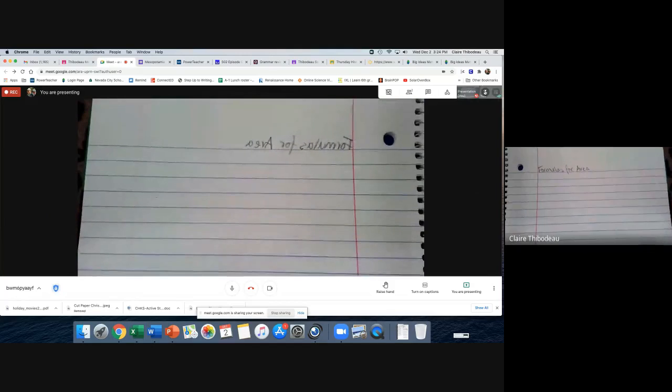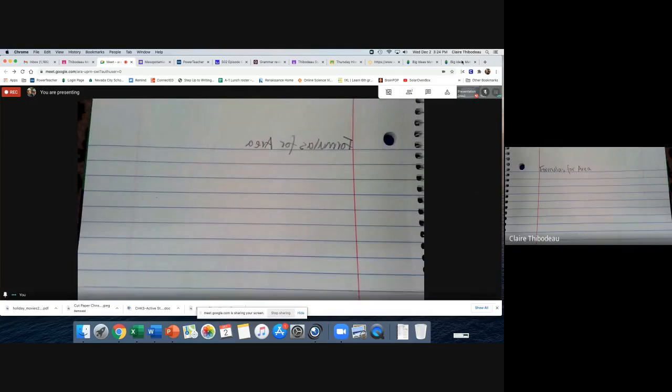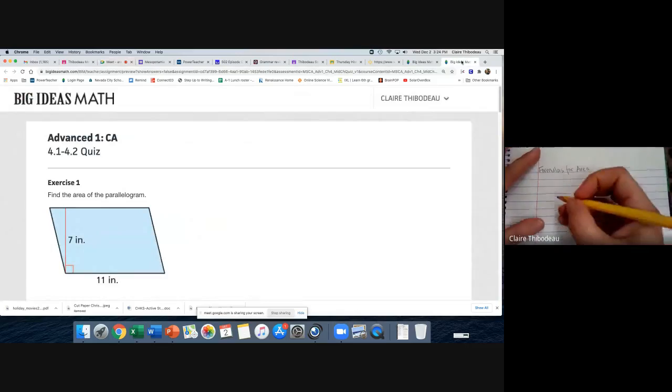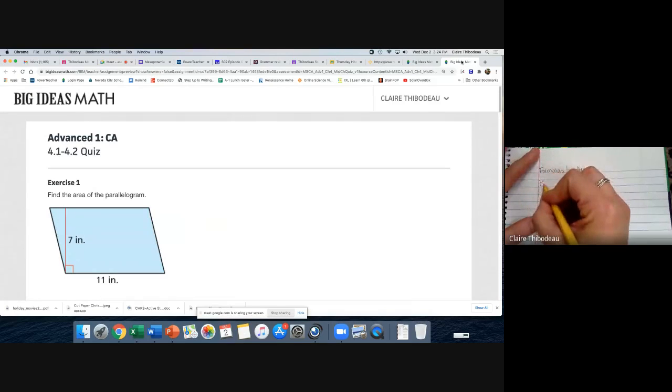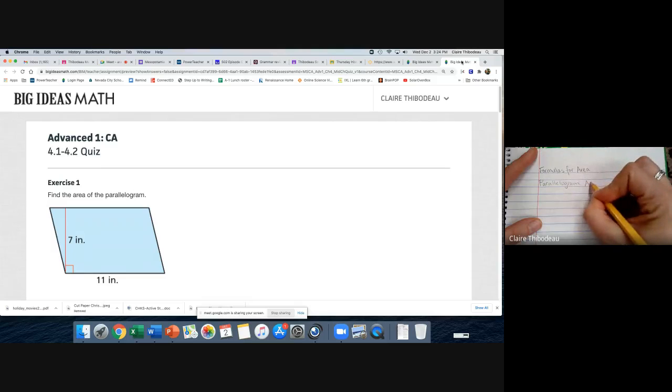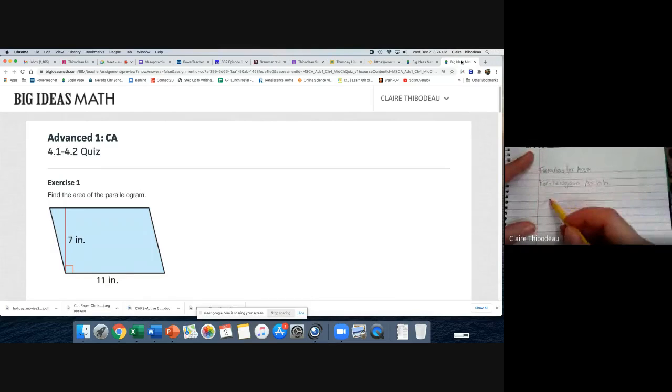Okay, so formulas for area. What we're gonna do is make sure we have these written down. So the first one is a parallelogram. Area equals base times height. Let's draw a quick little example of what a parallelogram looks like.